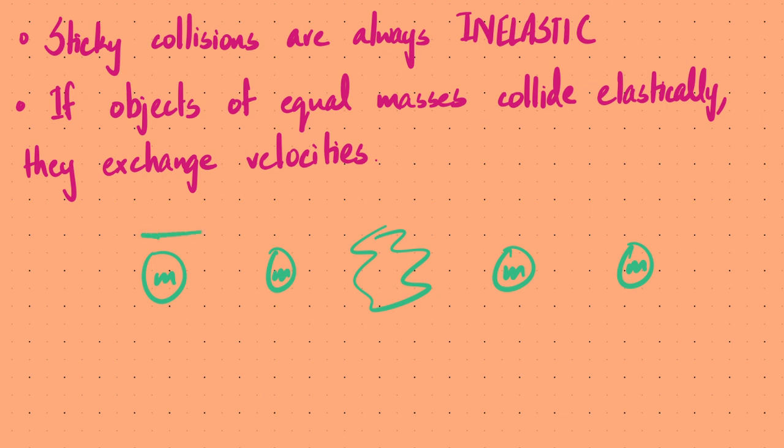So let's say this one has some speed, let's say it's 3 meters per second to the right, and this is 2 meters per second to the right. If they do collide elastically, the first one would now have a speed of 2 meters per second to the right, the other one would have a speed of 3 meters per second to the right. So these are just swapped for both the masses. And in this case, relative speed of approach would be 3 minus 2, and relative speed of separation would also be 3 minus 2, because they're moving in the same direction, so I would subtract.